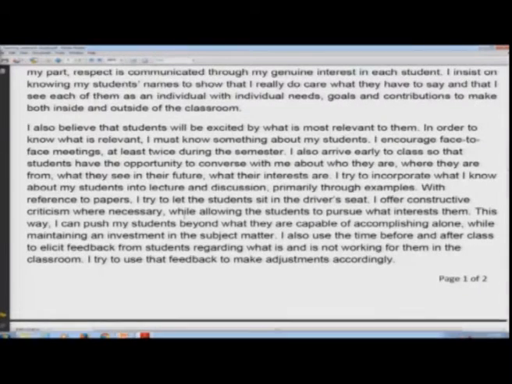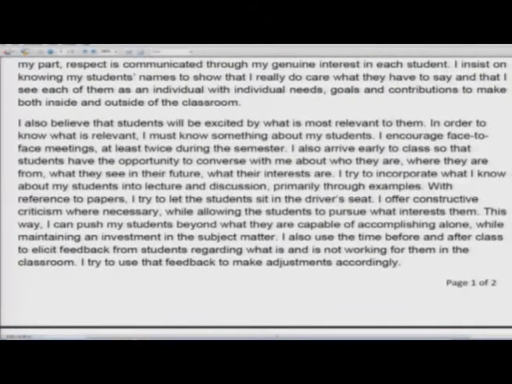I also believe that students will be excited by what is most relevant to them. In order to know what is relevant, I must know something about my students. I encourage face-to-face meetings at least twice during the semester. I also arrive early to class so that students have the opportunity to converse with me about who they are, where they are from, what they see in their future, what their interests are. I try to incorporate what I know about my students into lecture and discussion, primarily through examples.